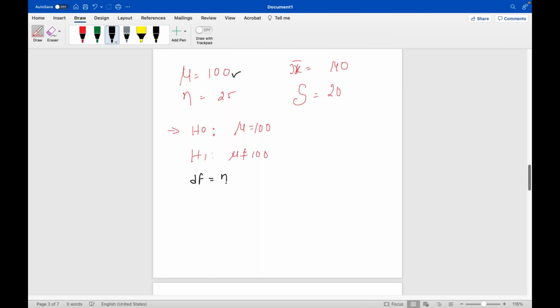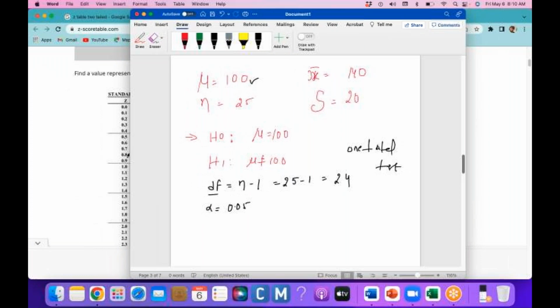Degree of freedom means the sample size minus 1. So here the sample size is 25, 25 minus 1, it's 24. So the degree of freedom I calculated is 24, and my significance value could be 0.05. Let me consider, if it is a one tail t-test, then from the t-table I can calculate my t critical value.